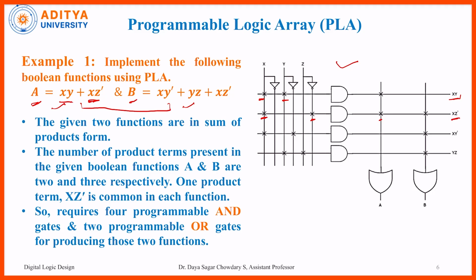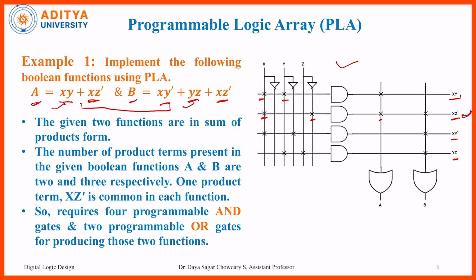And the second equation B contains xy bar, and yz, and finally xz bar. That means this xz bar is already repeating in both the equations, so we can simply neglect it again. We can reuse this xz bar in our circuit. So that is the advantage of the PLA.